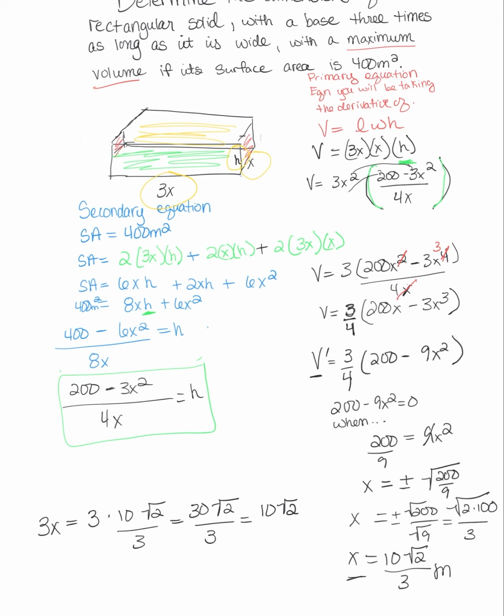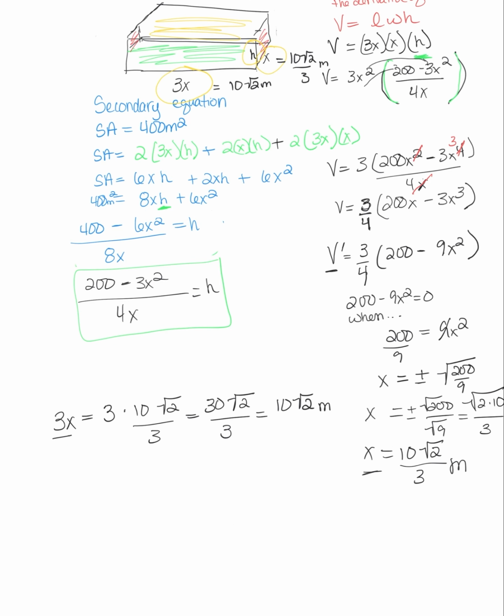Oh, and we can't forget that this is in meters. So we have 3x up here, that equals 10 root 2 meters. And then x here equals 10 root 2 over 3 meters. Well, now how do we find h? Well, this constraint equation that we solved for h, we could plug it into our volume equation so that way we would only have one variable. We now will take this x and plug it into this h equation so we can solve now for h.